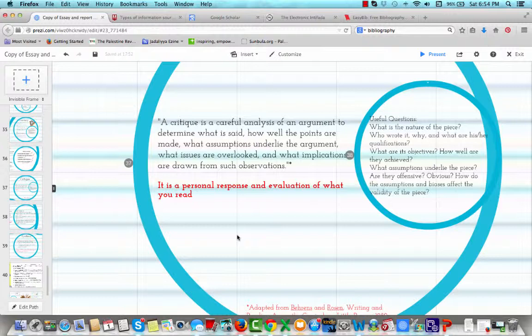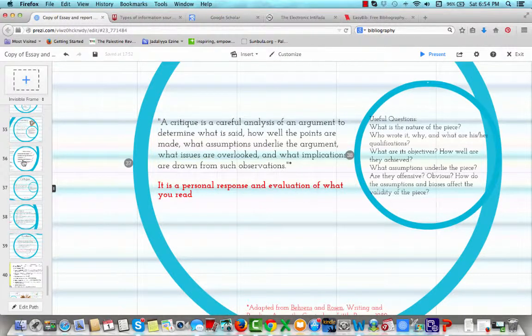It's the same with books, or it's the same with articles. You read a critique, think about it. Each has their own opinion, and it's your own personal response. But when you respond, you also have to include your evaluation.